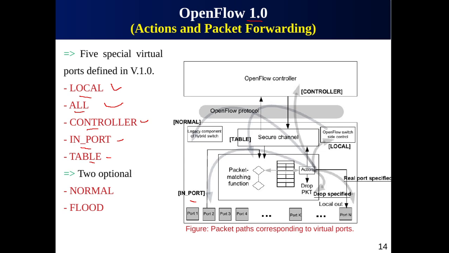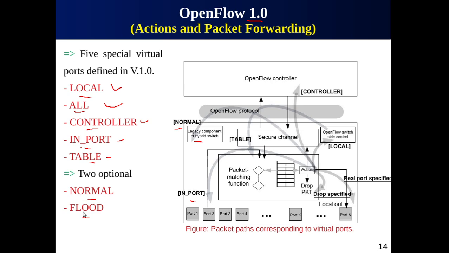Now, there are 2 additional virtual ports, and they are NORMAL and FLOOD, but support for these in version 1.0 is optional. Okay, so the first one is the NORMAL virtual port. When the output action forwards a packet to the NORMAL virtual port, it sends the packet to the legacy forwarding logic of the switch. That is the local one again. Well, the use of NORMAL only makes sense in the case of a hybrid switch.